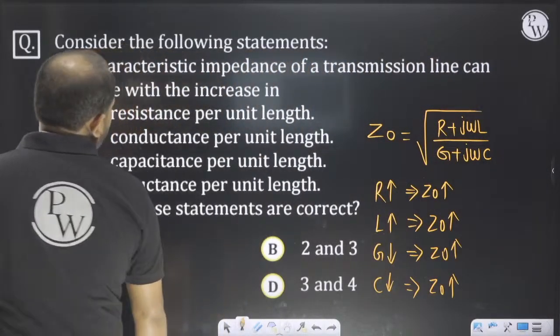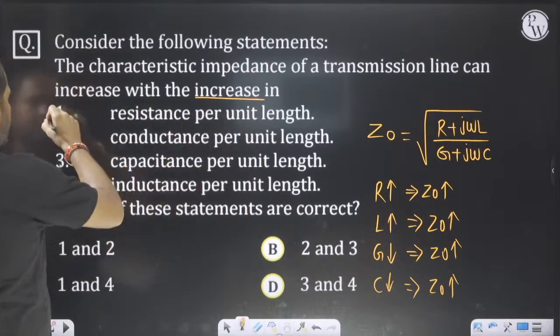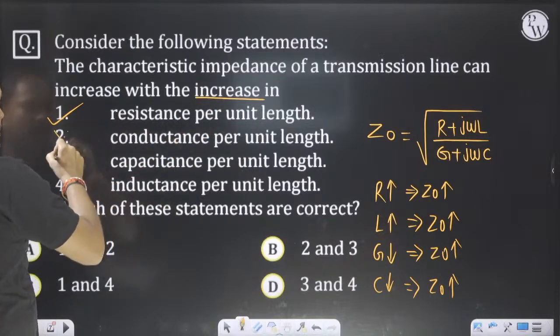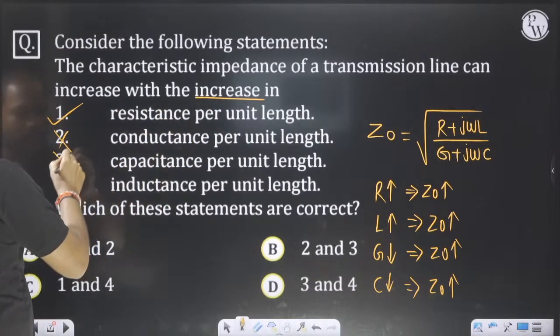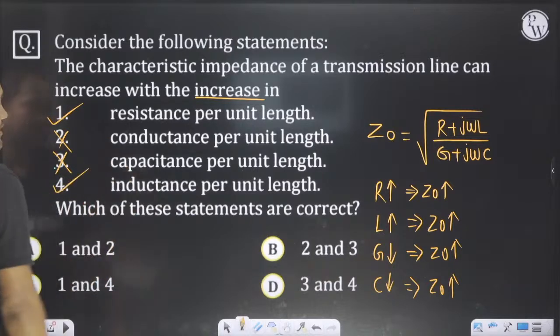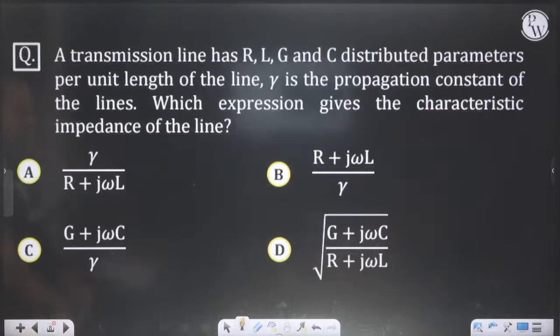So they are saying increase in resistance per unit length, correct. Conductance increase, no. Capacitance increase, no. Increase in inductance, yes. So increase in resistance and increase in inductance are allowed for increase in characteristic impedance. So our option is C. It is a very easy question we are doing.